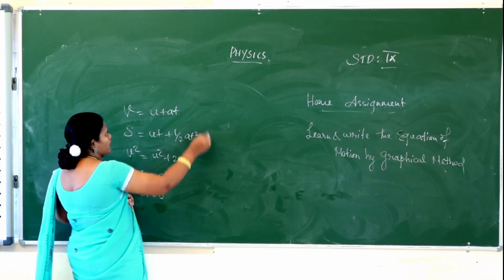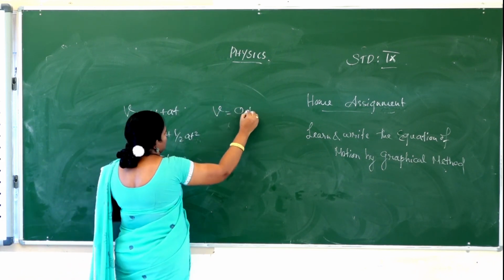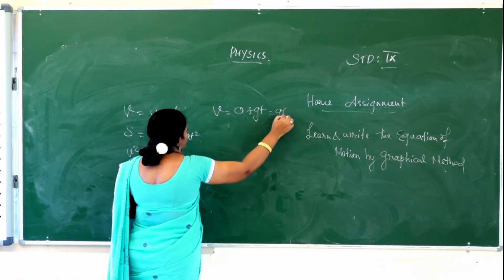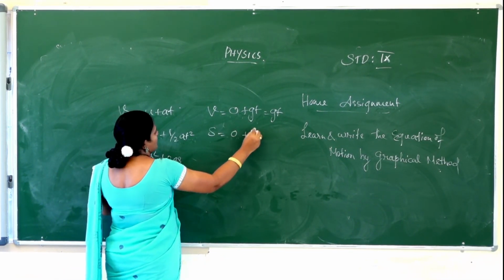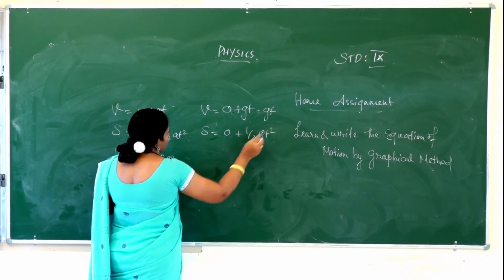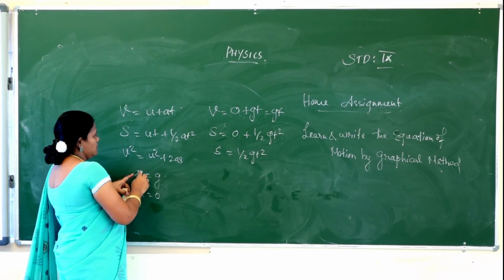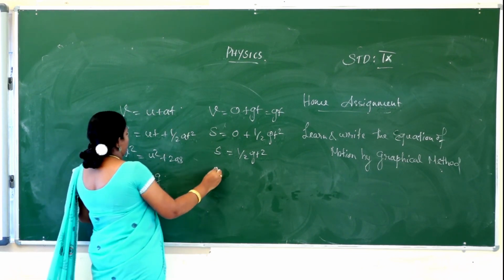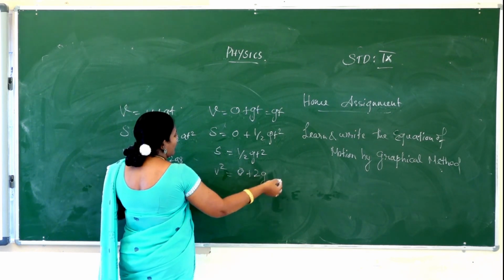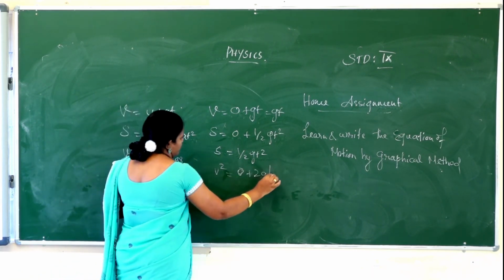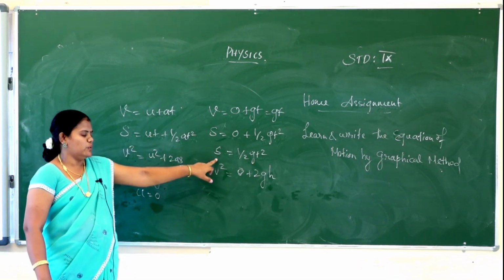So you substitute all the values in these equations. First, v is equal to initial velocity 0 plus gt, so v is equal to gt. Then s is equal to 0 plus half gt square, so s is equal to half gt square. And third, v square is equal to u square plus 2as, so v square is equal to 0 plus 2g times height, where s is the height. So those are all the equations of motion due to the gravitational force.